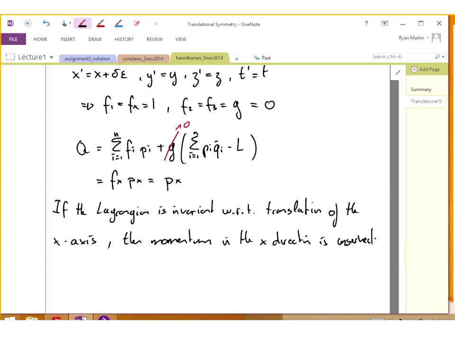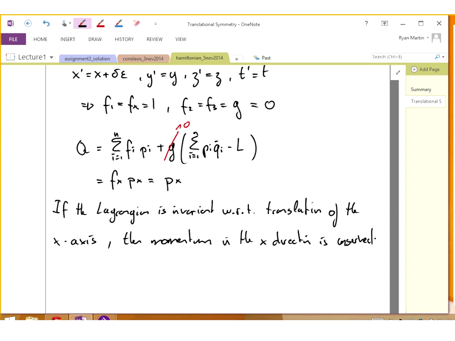So a very obvious example of a Lagrangian that is invariant with respect to translation in the x direction is a Lagrangian where the x-coordinate doesn't appear. For example, the Lagrangian for a particle in gravity, right? You have the T, which is going to have x dots, y dots, and z dots. Then you're going to have the V term, which just depends on z, so not x and y. So that clearly is not going to change if you move the x-axis around. And in that case, momentum in the x direction is conserved.